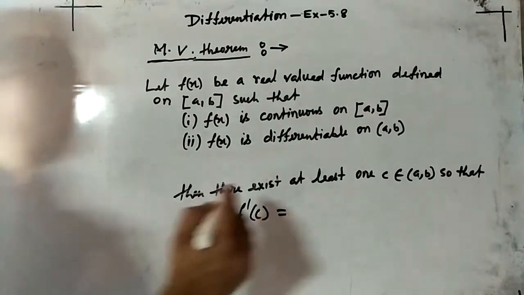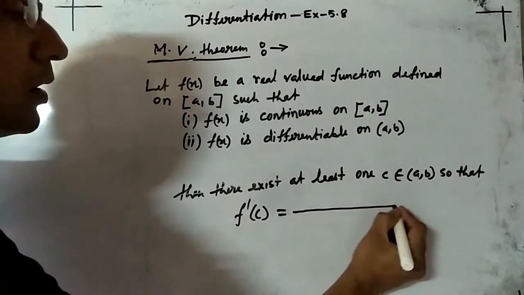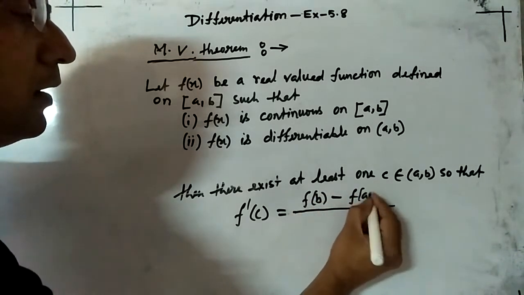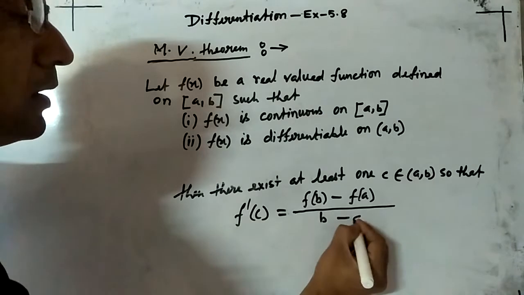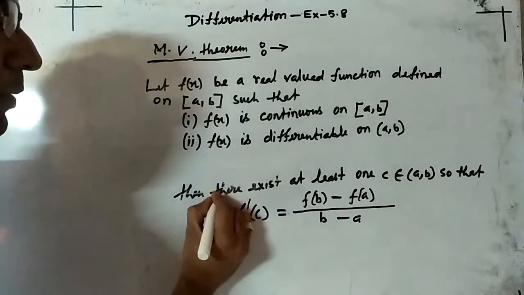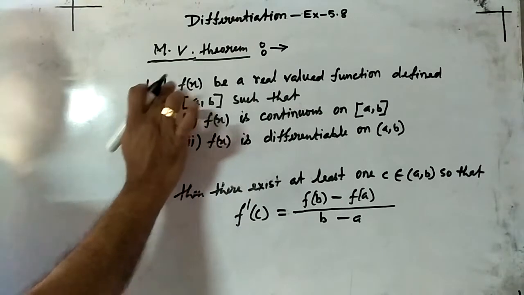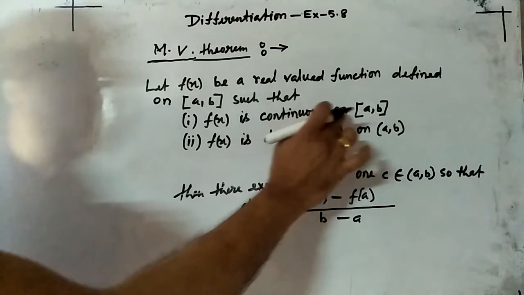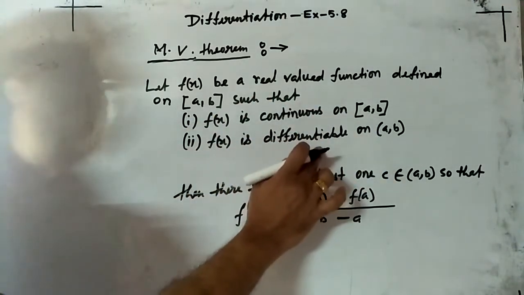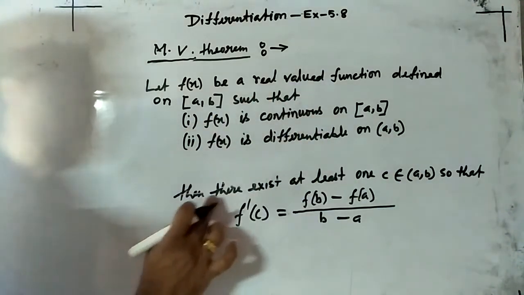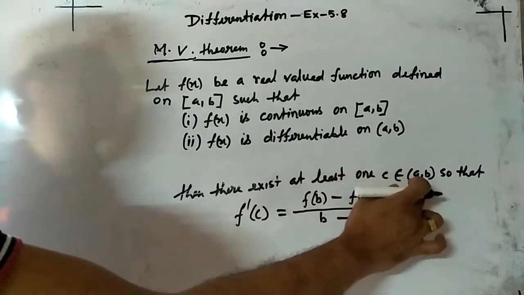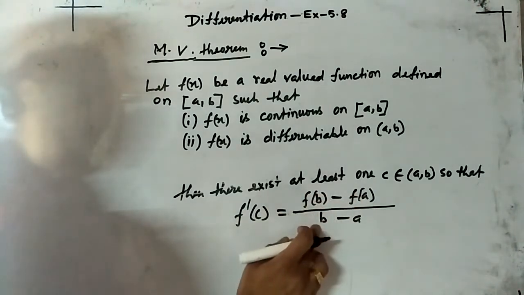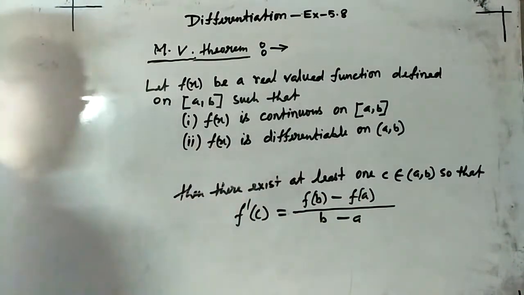Here f dash c equals f(b) minus f(a) divided by b minus a. Understood, everyone? That means let f(x) be a real valued function defined on closed interval [a, b], such that f(x) is continuous on closed interval [a, b] and differentiable on open interval (a, b). Then there exists at least one c belonging to (a, b), so that f dash c equals f(b) minus f(a) upon b minus a. This is called the mean value theorem.